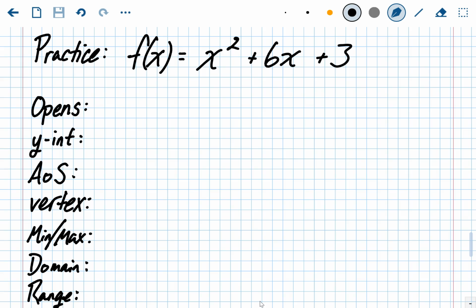But we have this function, f of x equals x squared plus 6x plus 3. We want to figure out how does it open, what's the y-intercept, what's the axis of symmetry, what's the vertex, what's the min and the max, domain and range. Okay. So again, if you want to try this on your own, pause it and work on it, and then I'm going to go through and you can check your answers.